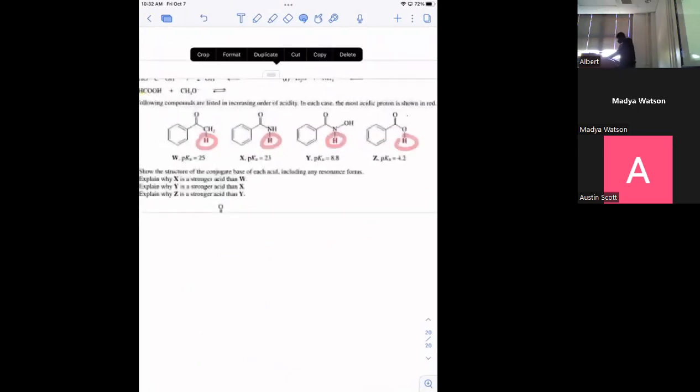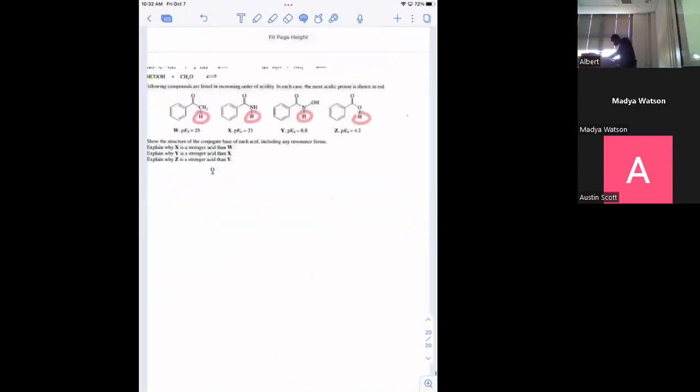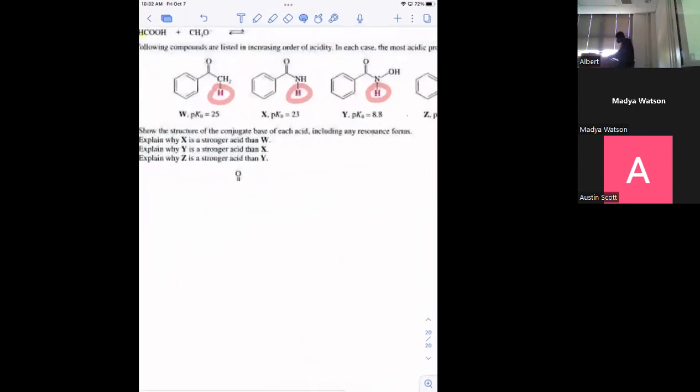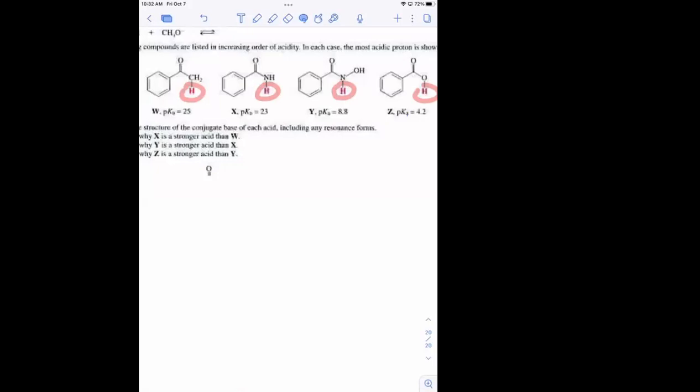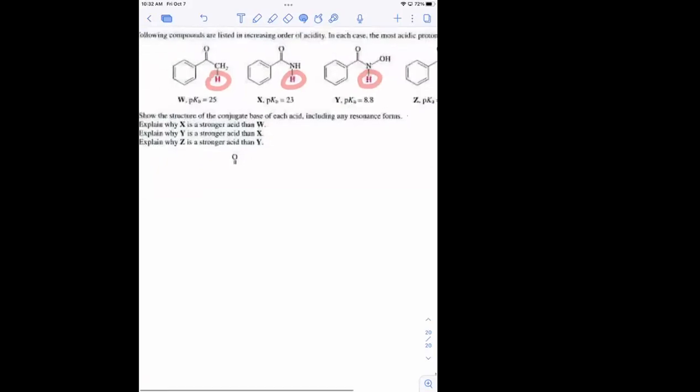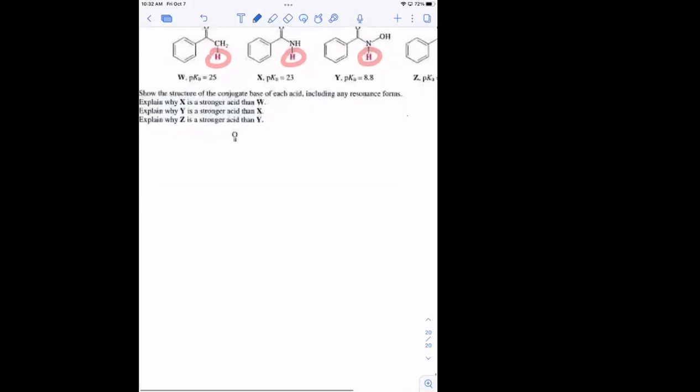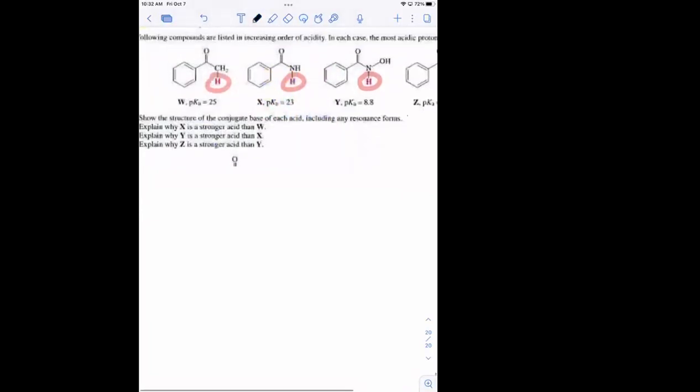All right, so let's answer the question. First thing is to show the structure of the conjugate base of each acid. Why is it asking us to do that? Why do you think it's asking us to show the structure of the conjugate base? When we want to know why one acid is better than the other, what do we compare? The conjugate base. So it's asking us to show the conjugate base. I'm going to redraw each one of these as the conjugate base.